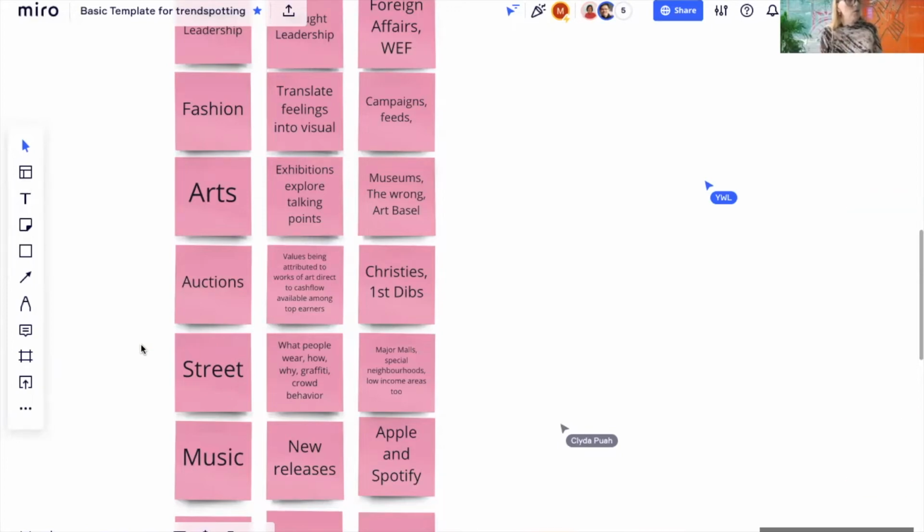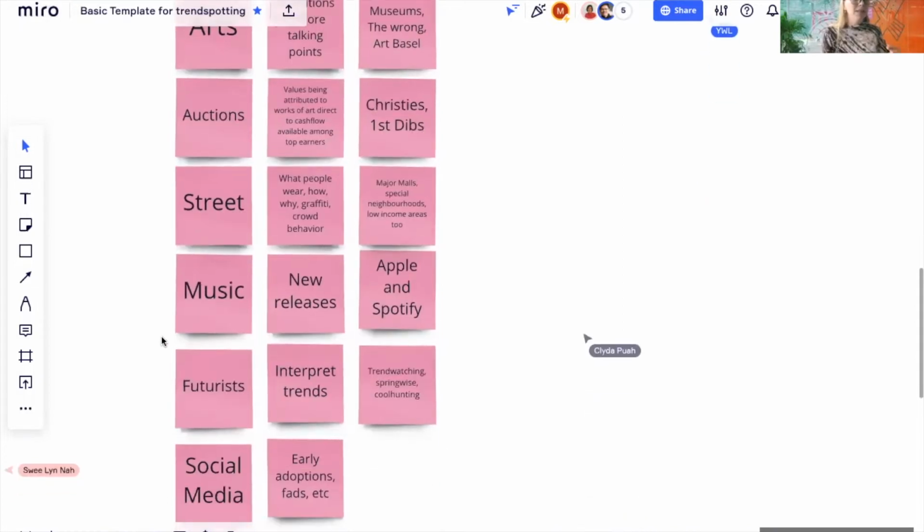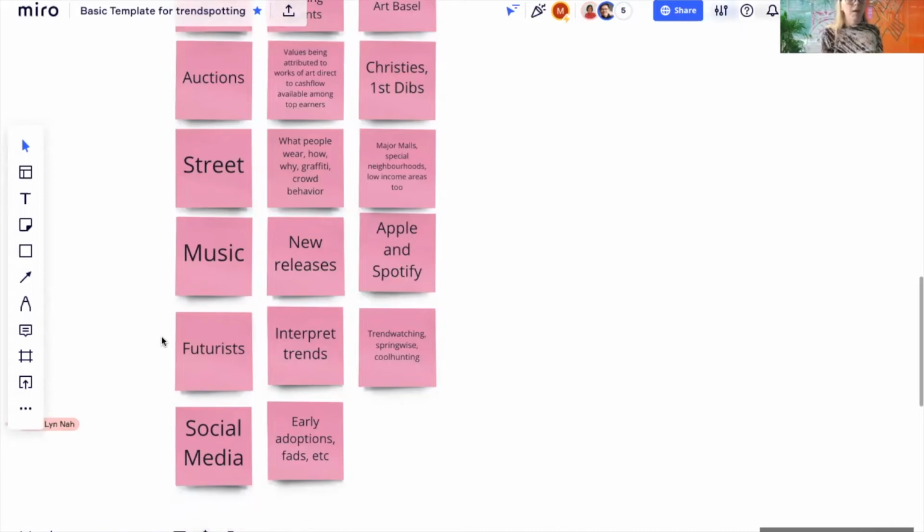A lot of the musical influence that nowadays is present in these big singers like Justin Timberlake, The Weeknd, these came sometimes from rough neighborhoods. New releases, so that you can go to Apple and Spotify and understand how new releases, what these songs are talking about. There are futurist websites, because they also interpret trends, and they interpret trends with their own lenses.